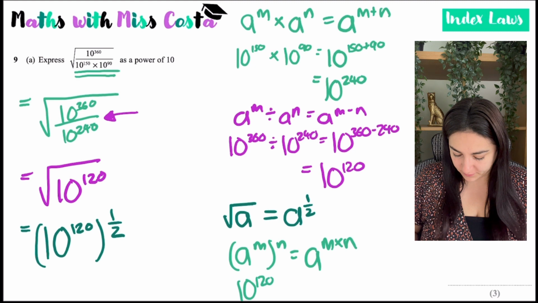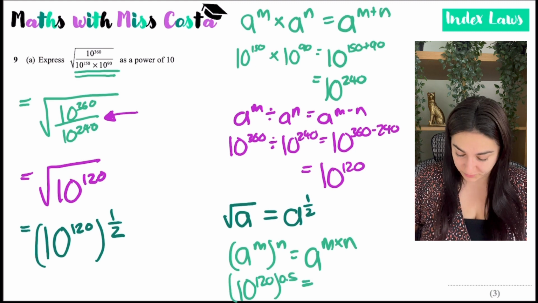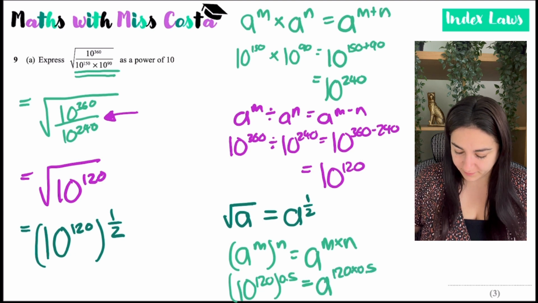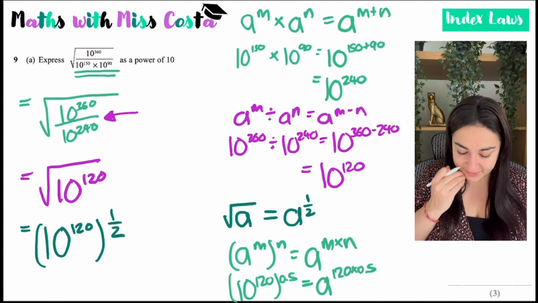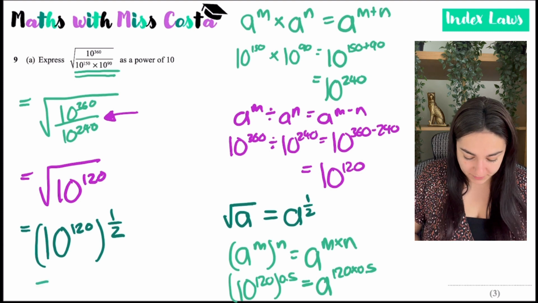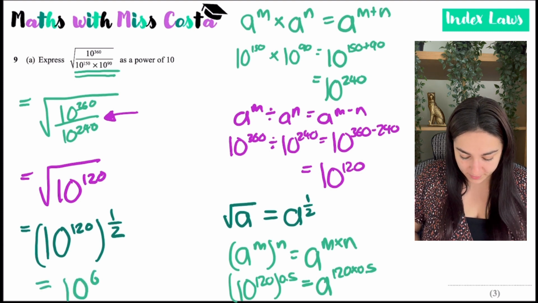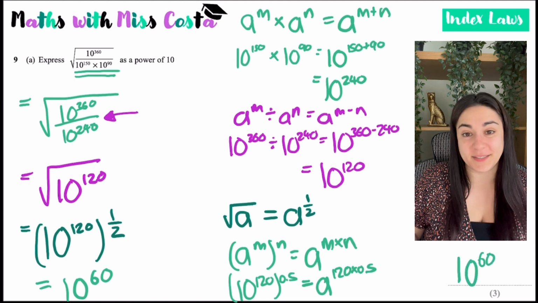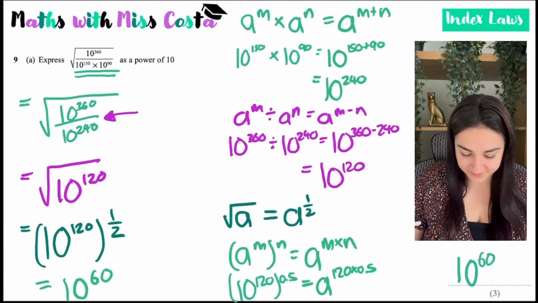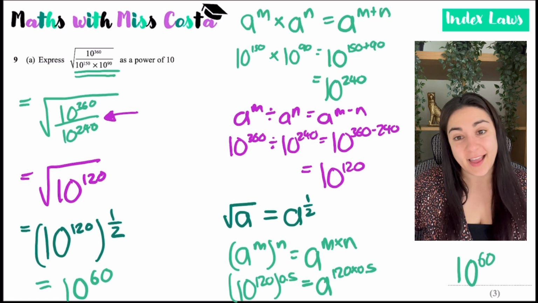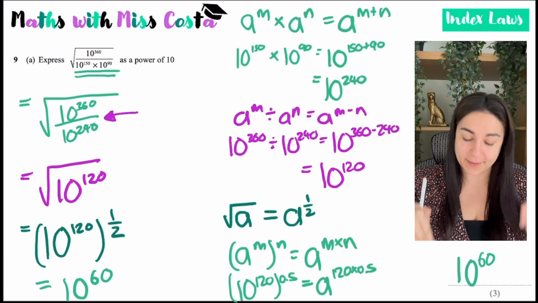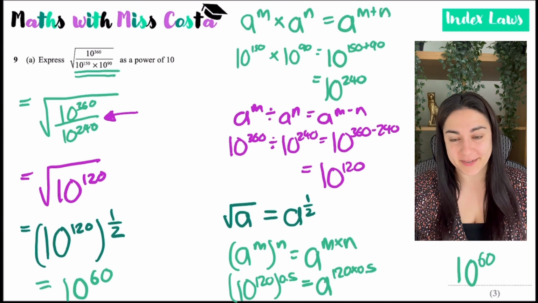So I'm going to do 10 to the power of 120 times 0.5. You can leave it as a half if you want, I just wrote it as 0.5. So it becomes 120 times 0.5. Times by 0.5 is the same as dividing by 2. So that would become 10 to the power of 60, because 120 times 0.5 is 60. And you've just expressed that as a power of 10. So you've worked out each tiny little bit that takes you one step closer to working out the final bit.